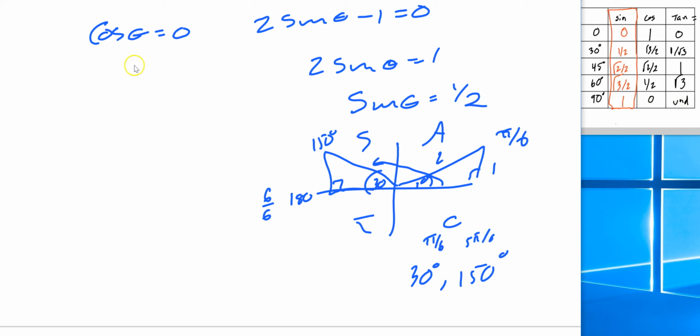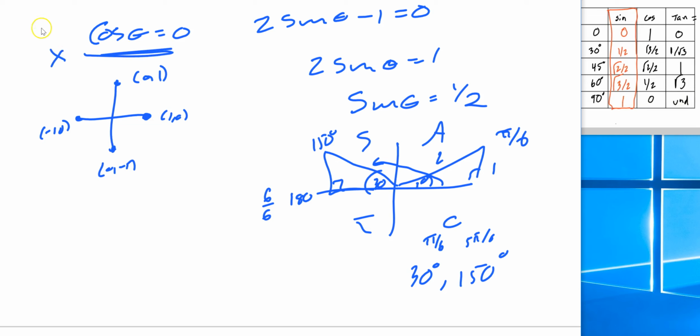Okay, so when does cosine equal 0? Doing the table way, you've got to remember 0, 1, that's one of these things. So where does cosine equal 0? Well, this is 1, 0, 0, 1, negative 1, 0, and 0, negative 1. Cosine's the x value, because sine's the y value. So we're looking at these two. So 90 and 270, also known as pi over 2 and 3 pi over 2.